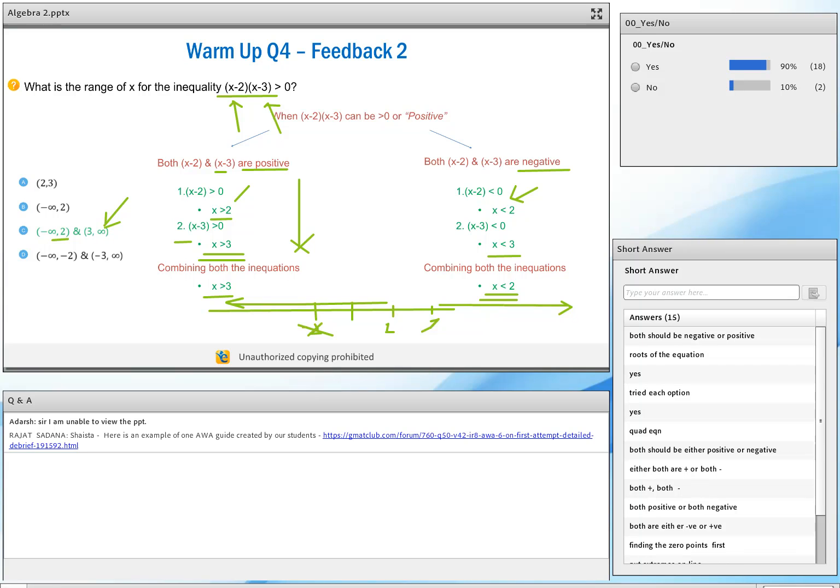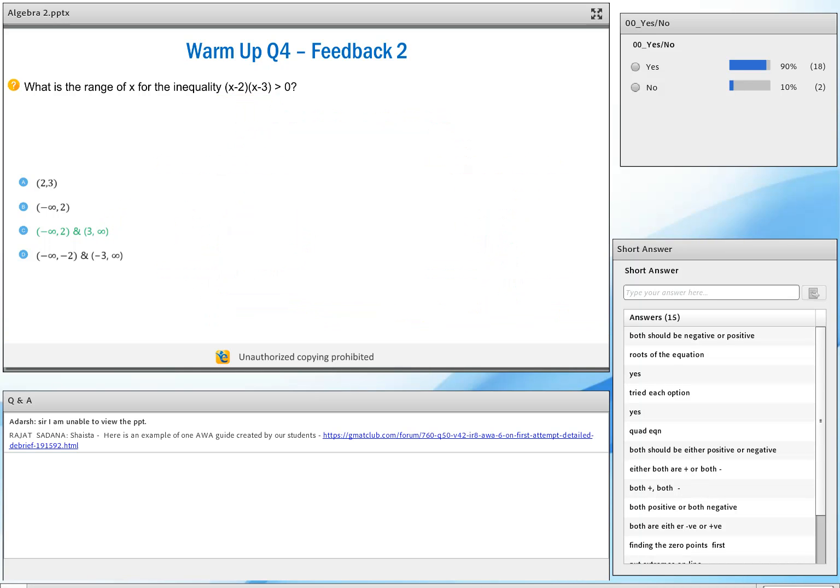All right, so now let's take a look at the next question. What is the range of x for the inequality? Now what we are doing over here is the same question, question number 4, and we are applying the wavy line method. How many of you are familiar with the wavy line method?